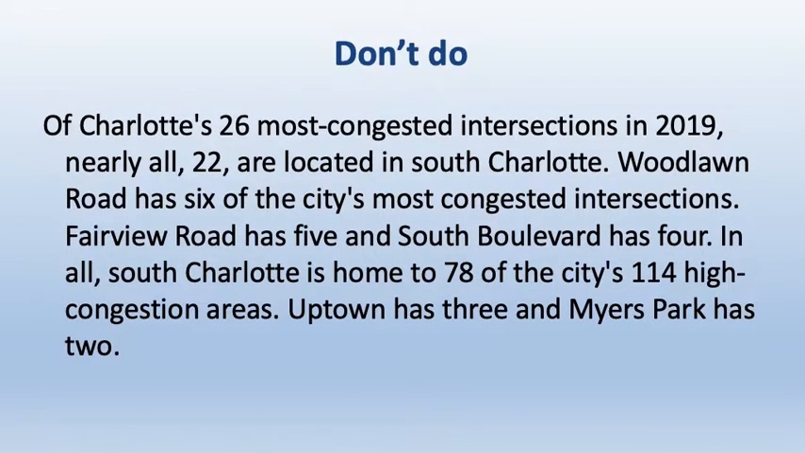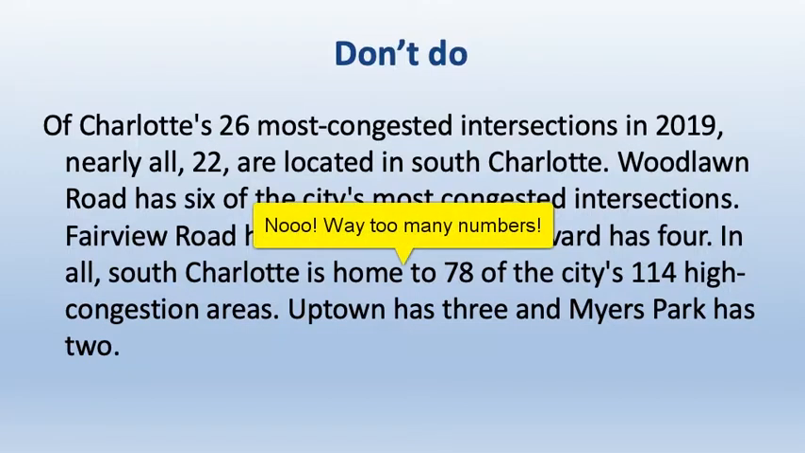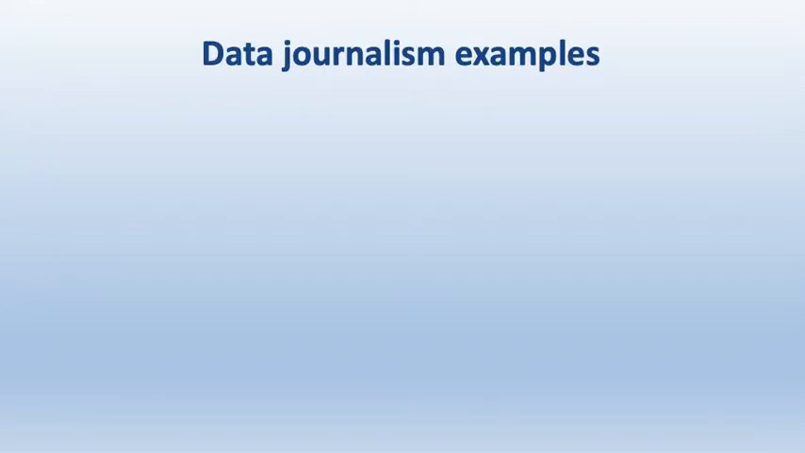Please don't do this. Of Charlotte's 26 most congested intersections in 2019, nearly all, 22, are located in South Charlotte. Woodlawn Road had 6 of the city's most congested intersections, Fairview Road has 5, and South Boulevard has 4. In all, South Charlotte is home to 78 of the city's 114 high congestion areas. Uptown has 3, and Myers Park has 2. That's a huge turnoff.